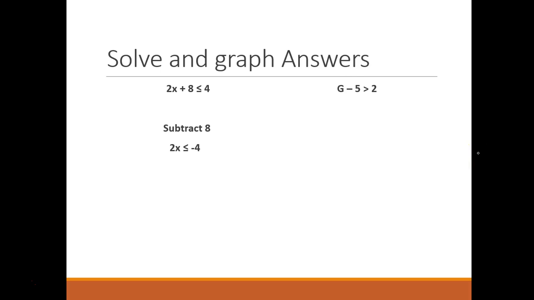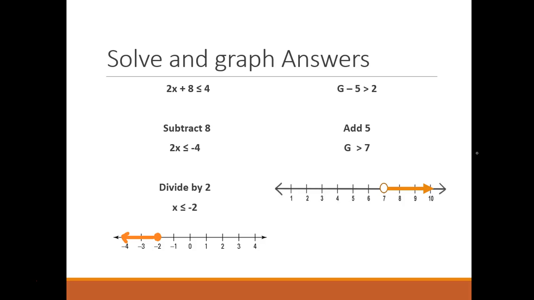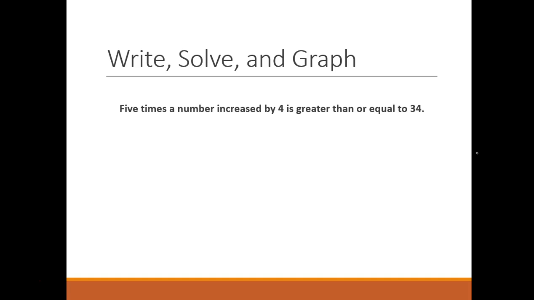Here are your answers. For the left, we'll need to subtract 8 and then divide by 2. So I get x is less than or equal to negative 2, and I'll have a closed dot, and then I want numbers that are smaller than negative 2. On the right, I'll just need to add the 5, so I get g is greater than 7. I'll have an open dot, and I want numbers greater than 7, so I'll shade to the right. Sometimes I have to write, solve and graph.